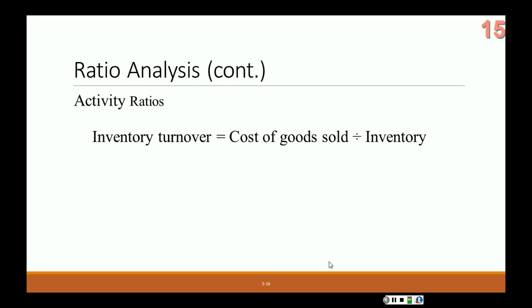So if we apply this to Bartlett Company, we see cost of goods sold is found on the income statement. That is $2,088. And we divide that by our inventory levels, which is found on the balance sheet, 289. And we see 7.2. So the inventory is turning over 7.2 times per year.